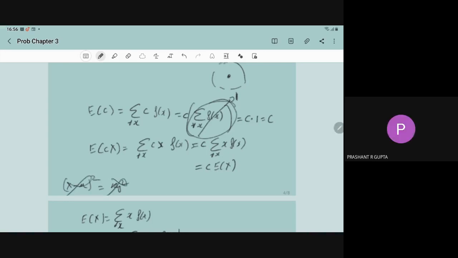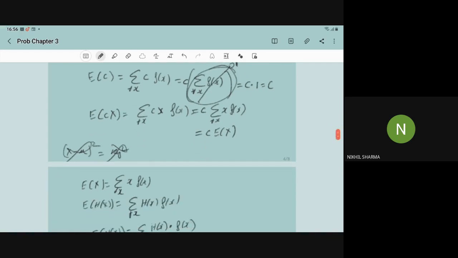Any other doubt? Sir, what is V of minus x? You can say it is the variance of minus 1 into x. That is minus 1 whole square variance of x, and it is V of x. Clear? Okay, sir. Any other doubt?